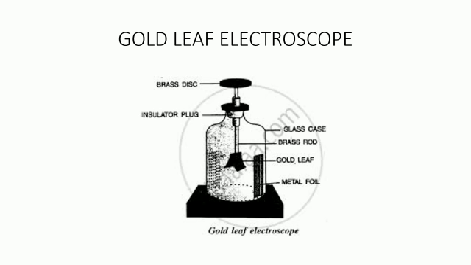When we touch the disc with our hand, the leaves collapse because the charge in the leaves goes into the earth through our body and the leaves get discharged.